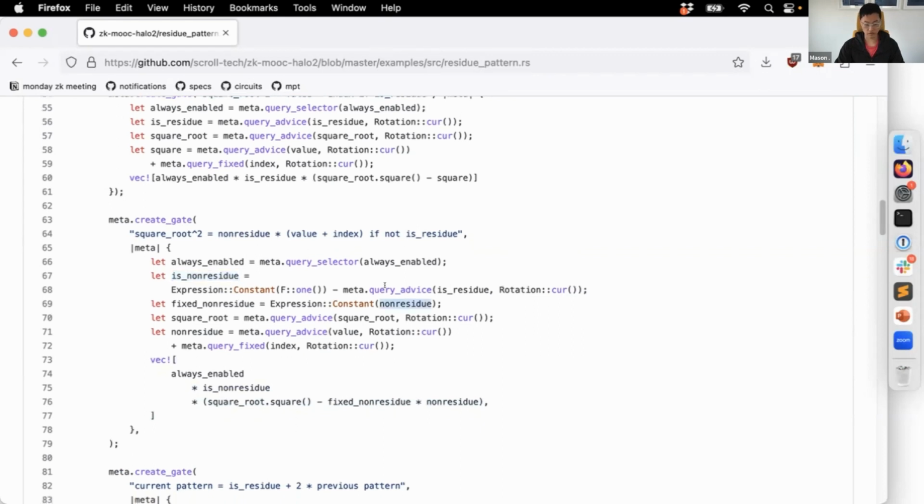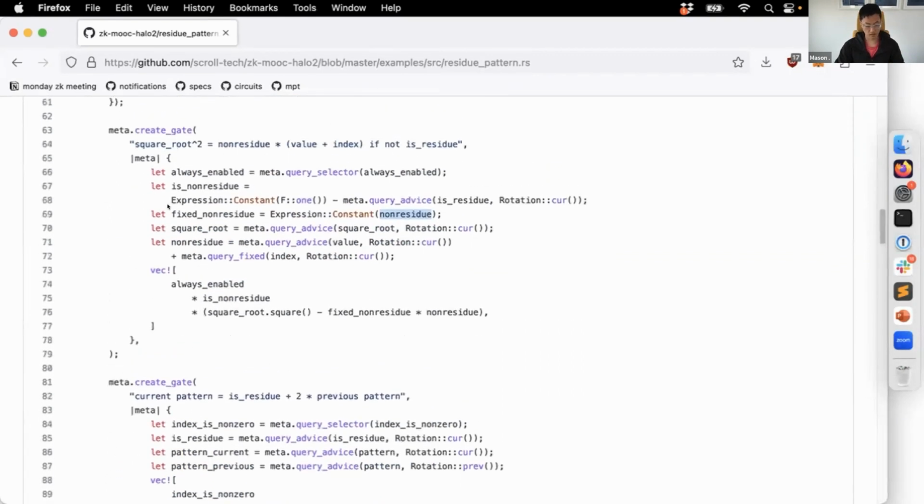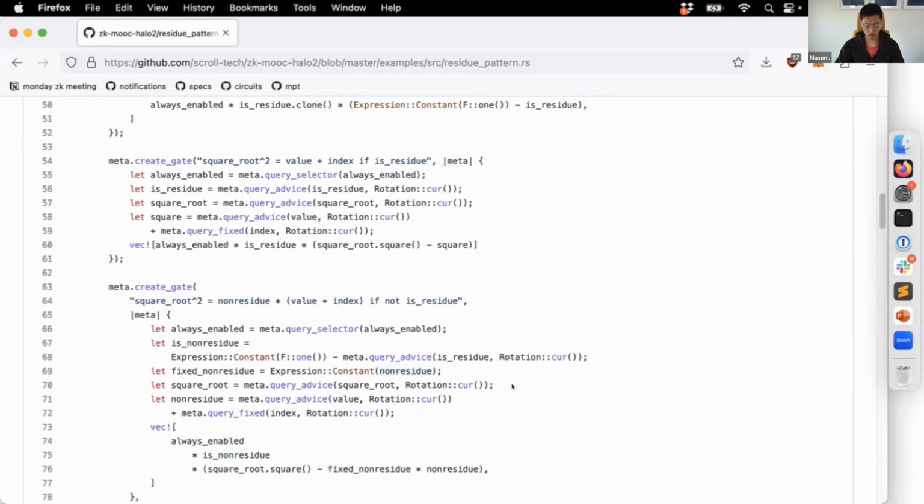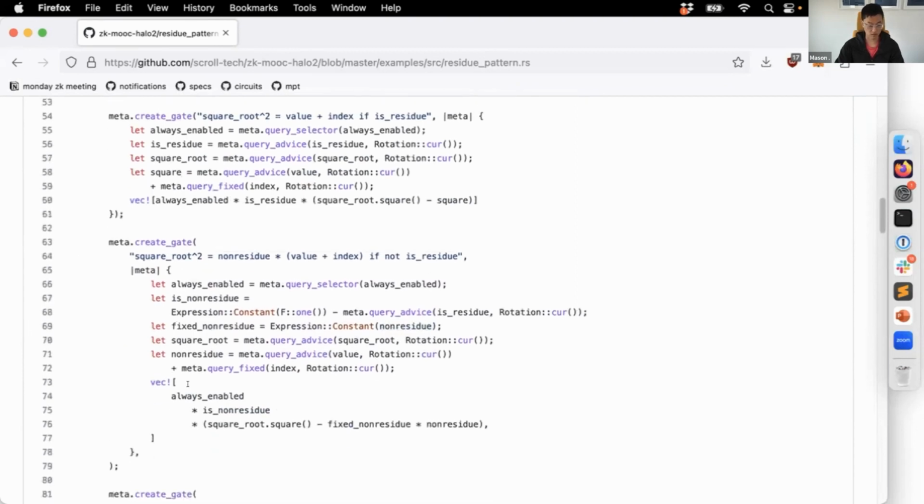Then this non-residue we pass in the configuration file, so we just have to convert it into this constant polynomial. I think in this case we use 5 as a non-residue. Then square root and value are like we did in the previous custom gate. This constraint is just the always enabled selector times this expression, which tells you that the square root squared is equal to this non-residue times the thing that we're claiming is a non-residue times the fixed non-residue.